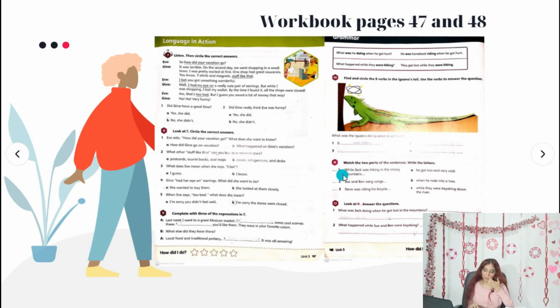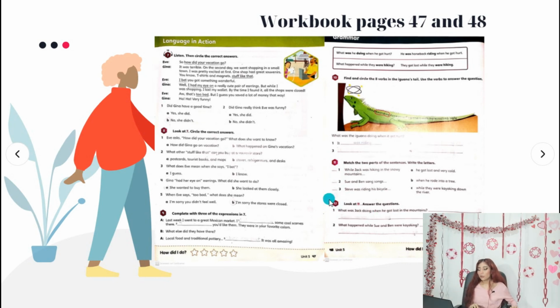So activity 11, match the 2 parts of the sentences, write the letters. And then you have 2 columns. Number 1, while Jack was hiking in the snowy mountains. Number 2, Sue and Ben sang songs. Number 3, Steve was riding his bicycle. A, he got lost and very cold. B, when he rode into a tree. Letter C, while they were kayaking in the river. So you're going to match by writing the correct letter in the blanks.